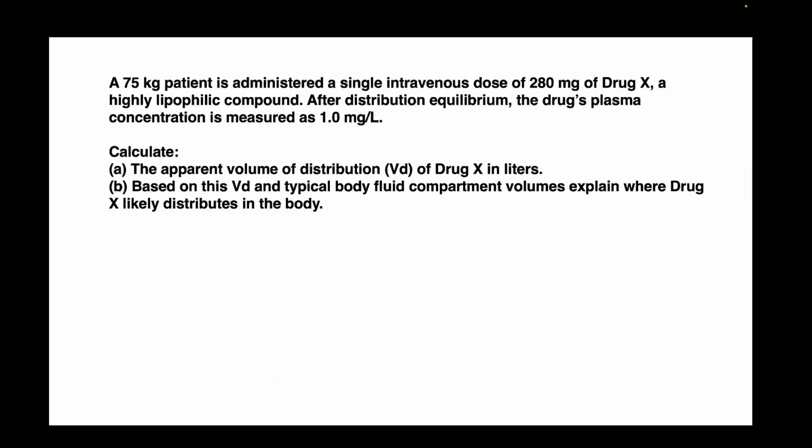Okay, moving on to the next question. This is another numerical. A 75 kg patient is administered a single intravenous dose of 280 mg of the drug X, a highly lipophilic compound, and after distribution equilibrium, the drug's plasma concentration is measured as 1 milligram per liter. What will be the volume of distribution of the drug in liters? And based on this and typical body fluid compartments, where do you think this is likely to distribute?